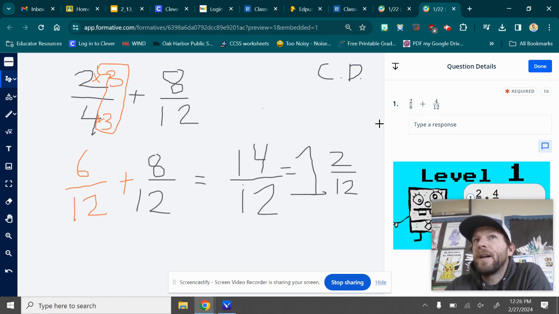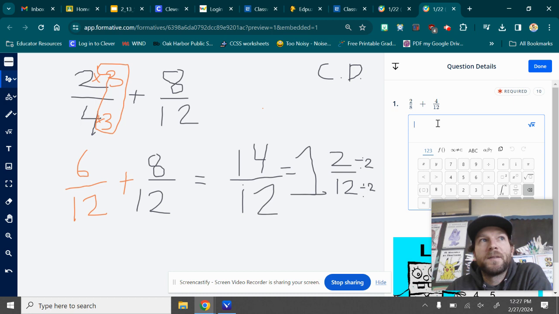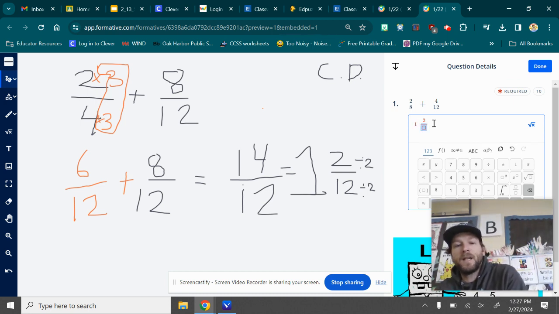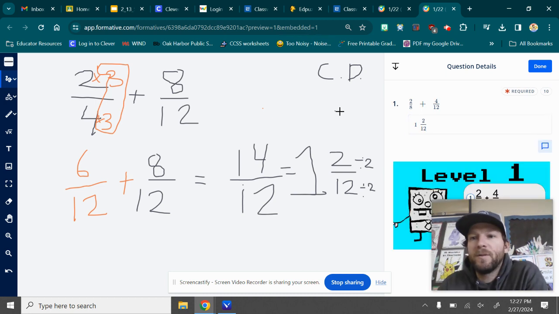Or if you're a super expert pro, I see they're both even, so I could divide them both by 2, and I would get 1 and 1/6. That's a reduced answer. But either one would be correct for this. So I'll do 1 space 2/12, 1 and 2/12.